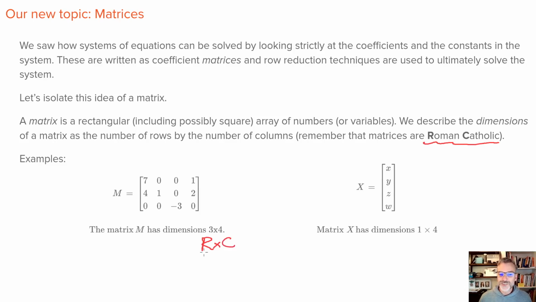Okay? This is how we remember the dimensions of a matrix. There's 3 rows in this and 4 columns. So when we report the dimensions of a matrix, we go rows by columns. Okay? This one, there's 1, 2, 3, 4 rows.